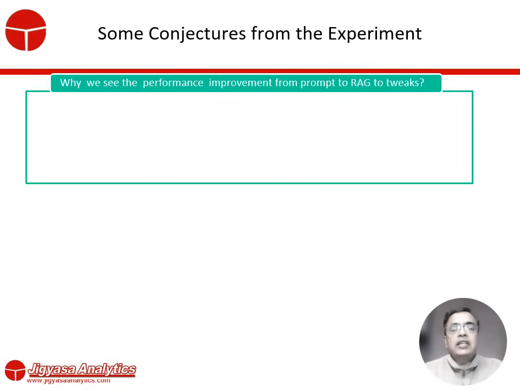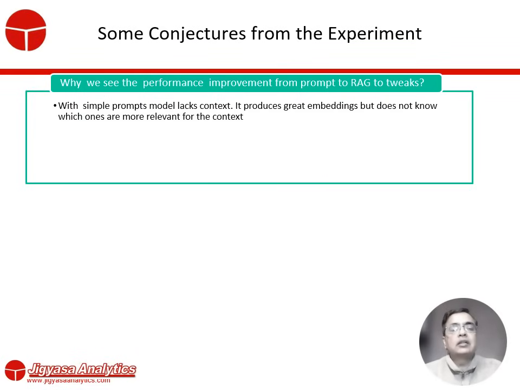So, the first thing is, why do we see the performance improvement from prompts to RAG to tweaks? With simple prompts, the model lacks context. It produces great embeddings because we can see these embeddings do so well in the logistic regression model. However, it does not know how to pick among these embeddings, does not know which of these are relevant for the context. And that is why it does not do as well.